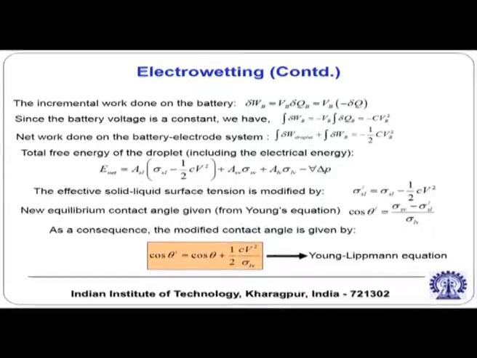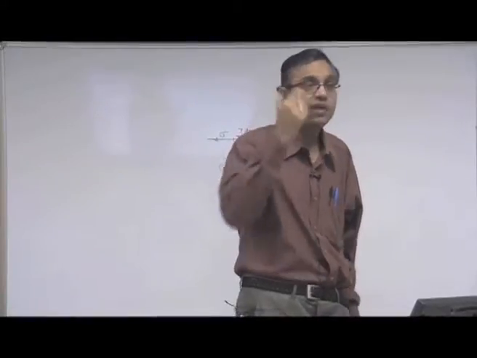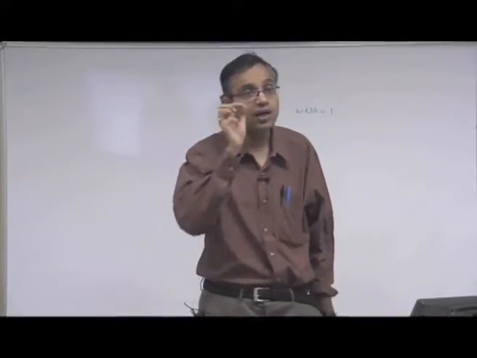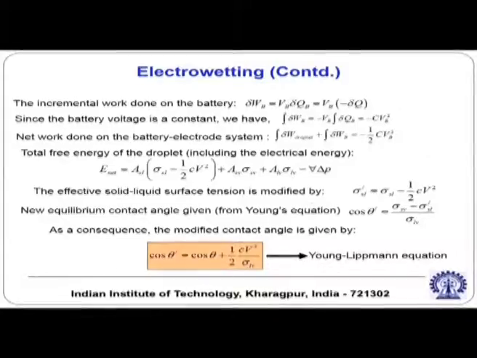So how is this work done? This is where the fundamental science is. This work is done at the expense of the surface energy. A part of the surface energy is utilized to do the work. Which surface energy? It is the solid-liquid surface energy, sigma SL. So now sigma SL will be effectively reduced to sigma SL minus half C V squared. That is the essential thing.